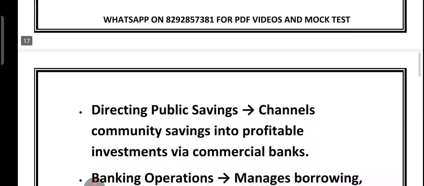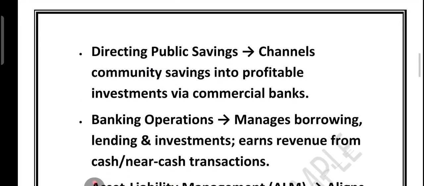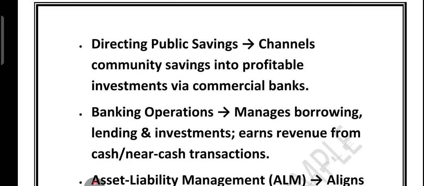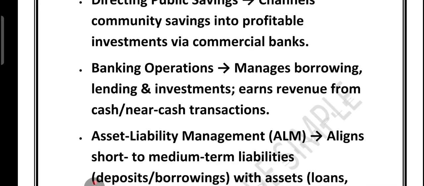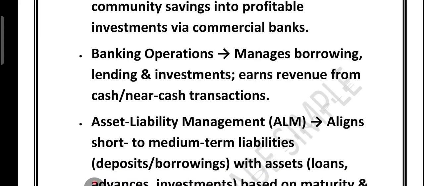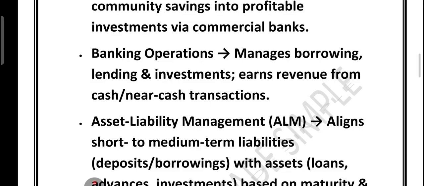Then we have domestic level treasury management. At the domestic or national level, treasury management ensures that public savings and bank operations are efficiently directed, like savings from households and businesses being channeled into profitable investment through commercial banks. Second point, treasury oversees borrowing, lending, and investment activity. Banks also earn revenue from cash and near cash transactions.